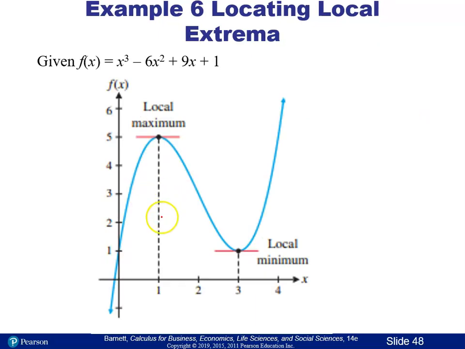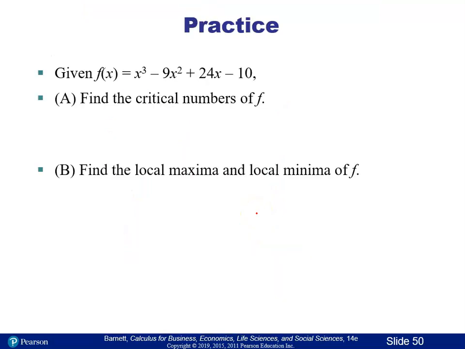Here's a graph of it just to give you a look at what's happening. You've got the increasing part up to this local maximum, which we said is at the point (1, 5). And then here we've got the point (3, 1). That's our local minimum. Okay, here's one for you to practice.